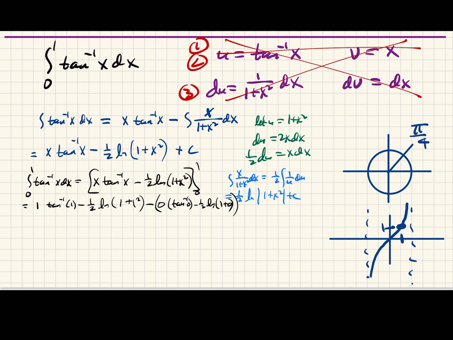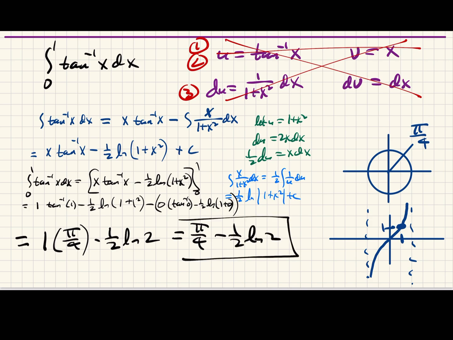So what do we have here then? We have 1 times pi over 4 minus 1/2 natural log, well, that's 2, right? So pi over 4 minus 1/2 natural log 2. I think that's about as simple as we can make it.